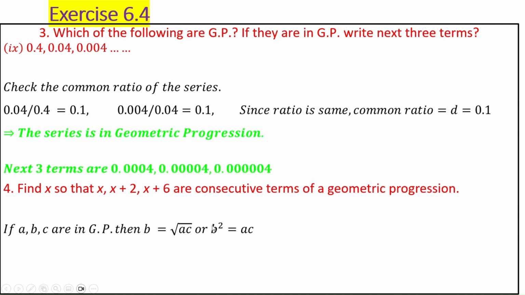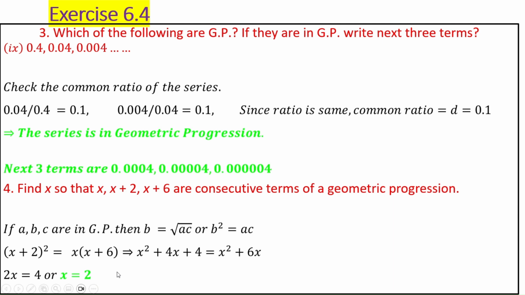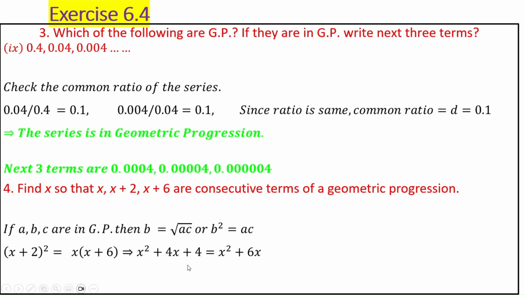So let's choose B square equal to AC. So that means x plus 2 whole square equals x into x plus 6, which means x square plus 4x plus 4 equals x square plus 6x. If you simplify, you will get x equal to 2. So this is the answer. If you want, you can write the series. Basically, it will become 2, 4 and 8. The common ratio is 2, obviously.